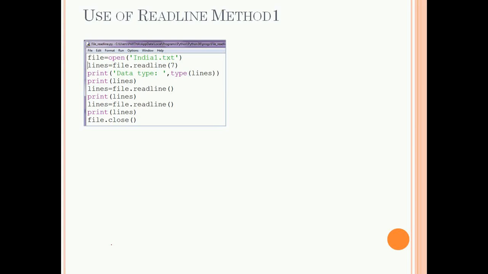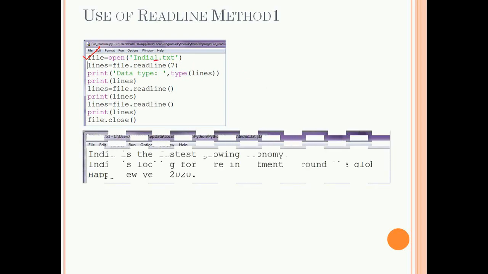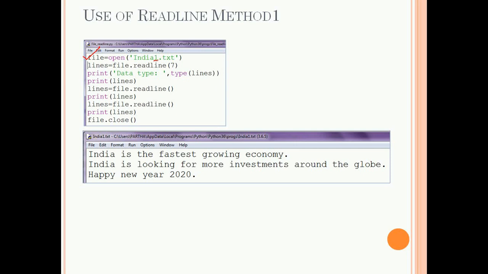Next, I am going to explain readline method. In the first line, I am opening the text file india1.txt using the file object. This is the text file india1.txt. In the second line, I am reading using readline method, and in the argument I am giving 7. That means 7 characters will be fetched from the text file india1.txt.